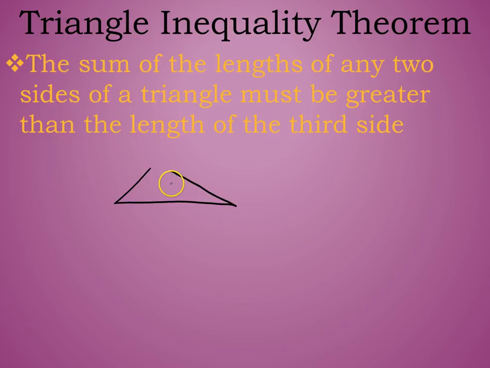They will not connect if they're not big enough. They have to be longer than this side right here. So what we're going to do to determine if we actually have a triangle, if I give you three sides, is add the two smaller sides together. As long as it's greater than the third side, you're okay. If it's equal to the third side or less than the third side, then you can't solve them.